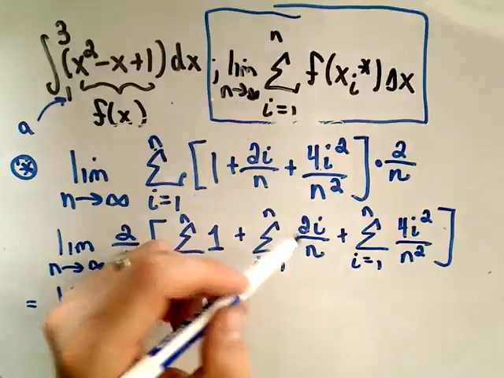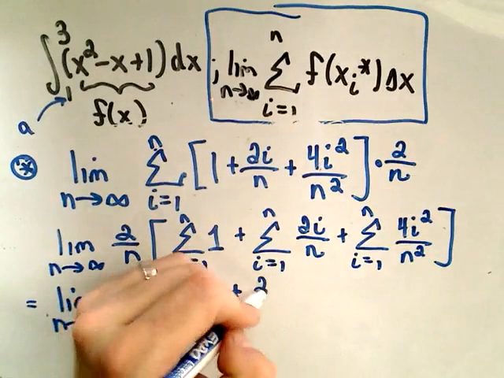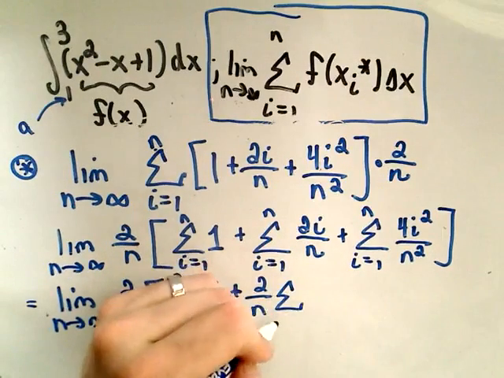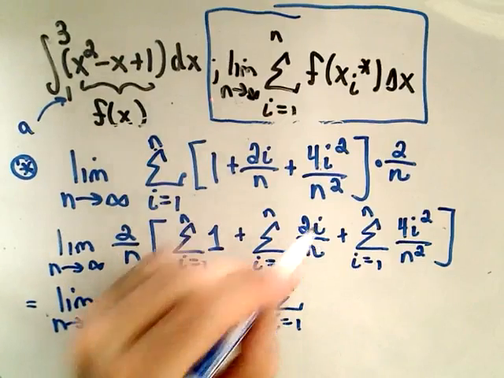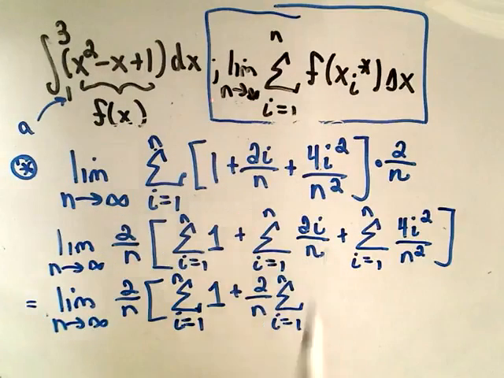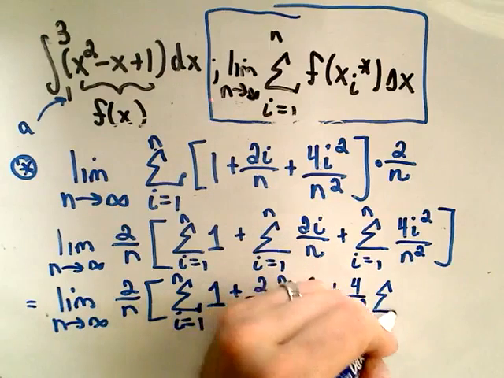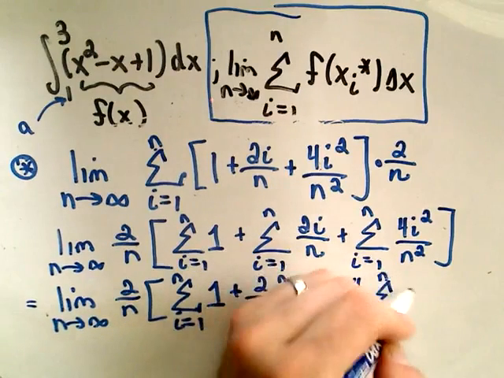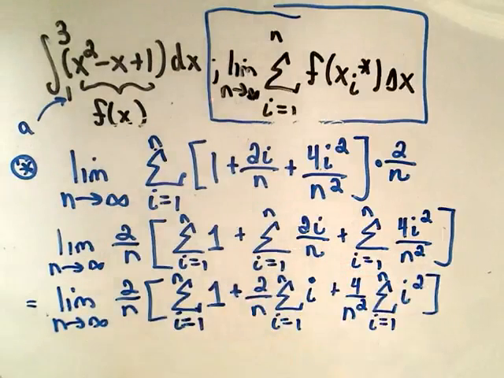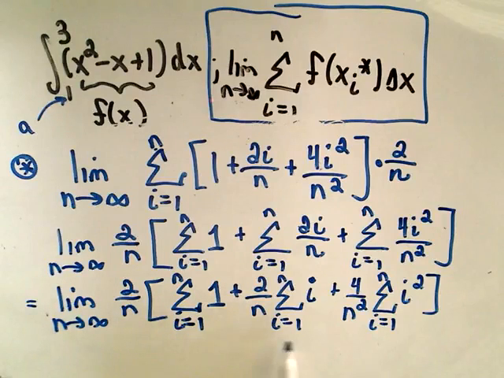Okay, in the second part, I'm going to pull the 2 over n out front of the summation. So we still have i equals 1 to n. Notice the part that's being left over is the i, so I'm going to leave the i inside of there. And on the second summation, I'm going to pull the 4 over n squared out front. And then we still have the summation i equals 1 to n of i squared. Okay, so now I'm going to use these three formulas about the summations that I had shown in the very first video.